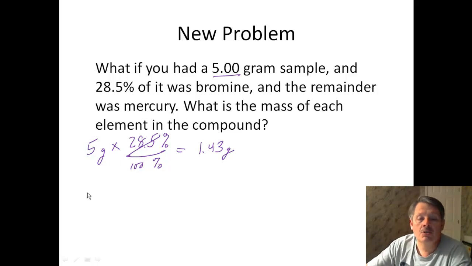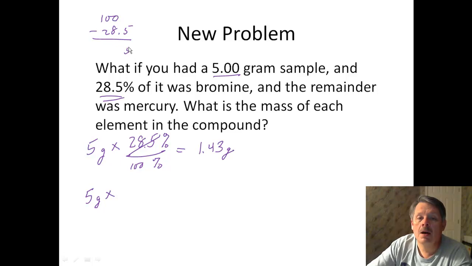So let's try the other one. We have 5 grams, and we're going to multiply it by whatever's left from 28.5. So 100 minus 28.5 gives me 71.5%. So if I take this and multiply by 0.715, notice I'm just too lazy to divide by 100 every time. Well, I can do that in my head.